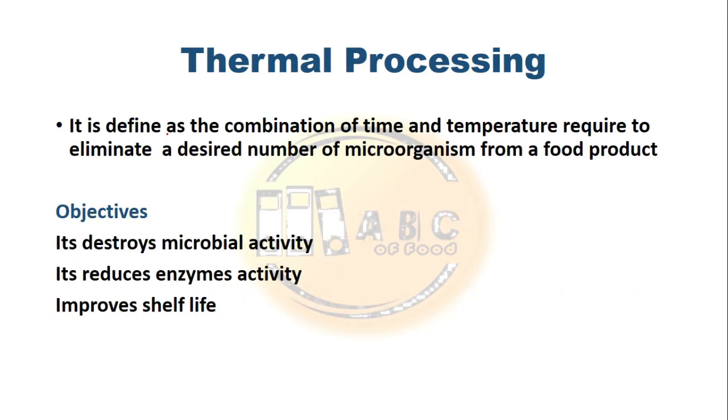Thermal processing. It is defined as the combination of time and temperature required to eliminate a desired number of microorganisms from a food product. The word thermal itself refers to a process involving heat, and heating food is an effective way of preserving. The main objectives are: it destroys the microbial activity, it reduces enzymes activity, and third, very important, it improves the shelf life of a product. Apart from these, there are some undesirable changes also, like degradation of nutrients, flavor, and texture.